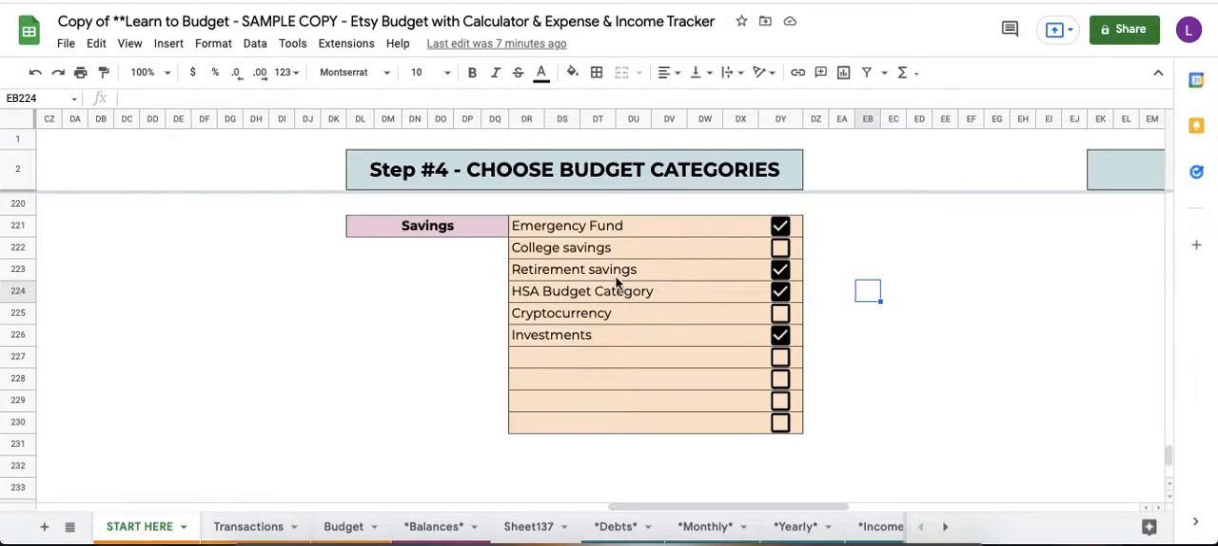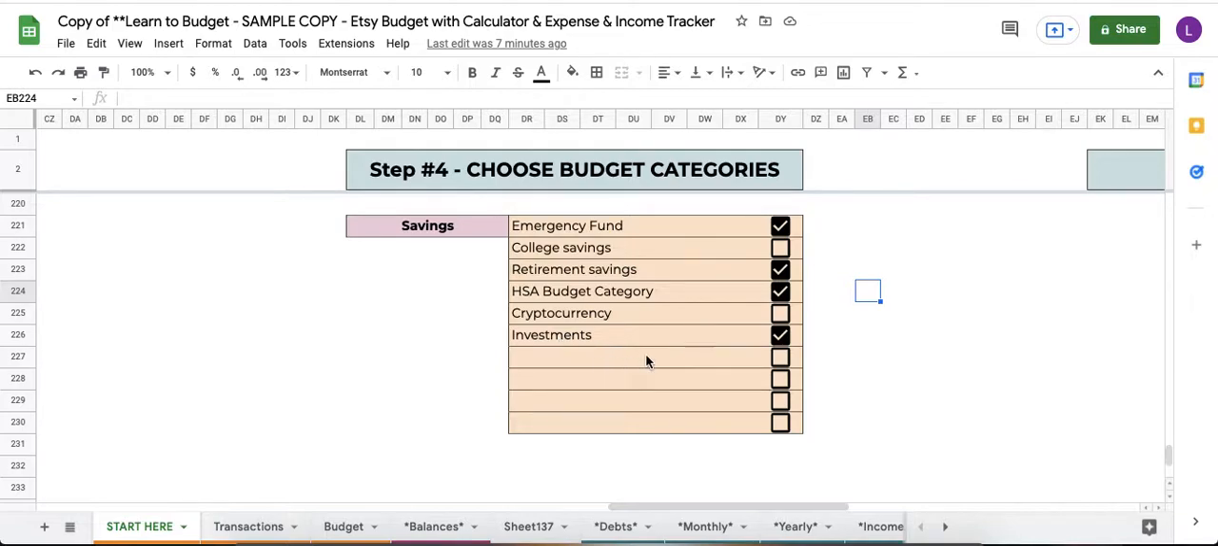And you'll see also that I have in this sample one for retirement savings, one for investments. You can get as detailed or as not detailed as you want here. For me, I've just chosen to have one that is retirement savings, my HSA budget, my investments. Even though outside of this I have more than one investment account and more than one retirement account, I've just lumped them all together here.